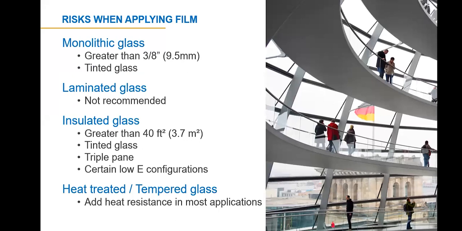These are some risks when applying film. Monolithic glass that's thicker than 3/8 of an inch is over 2 times more absorbing than 1/8 inch thick glass, 18% versus 8%. Tinted monolithic glass can be up to 90% absorbing. This would be very dark, by the way. A 50% VLT blue glass, for example, would have an absorption around 60%.